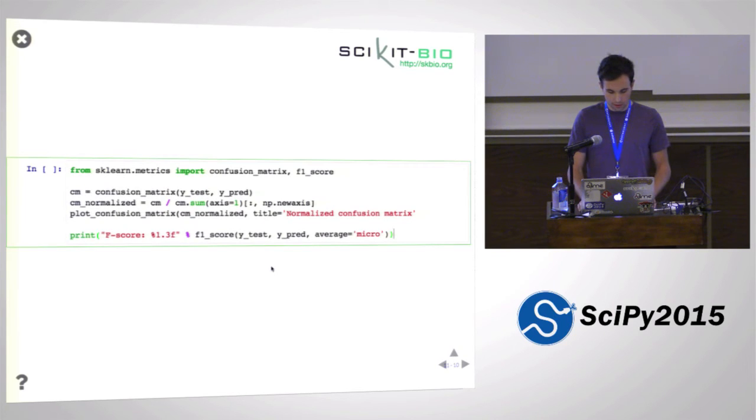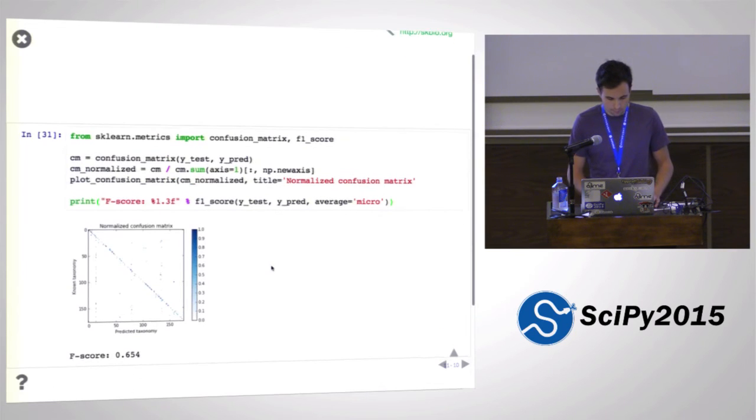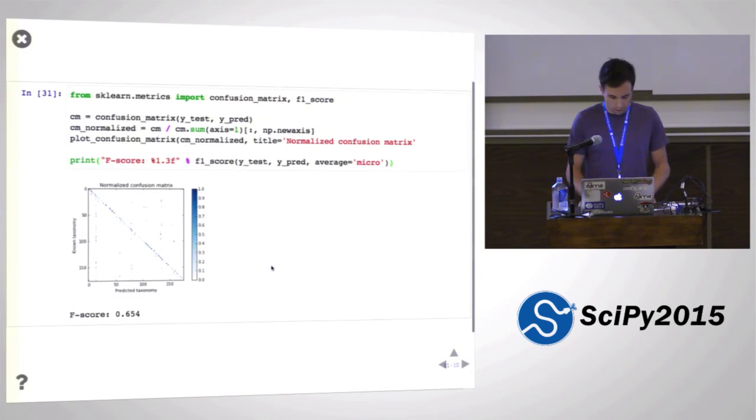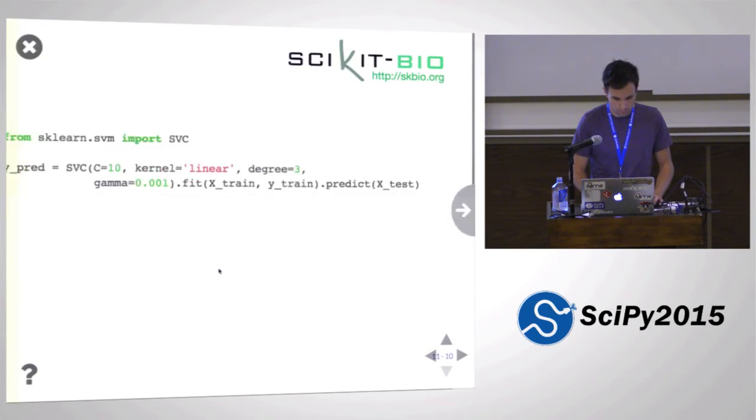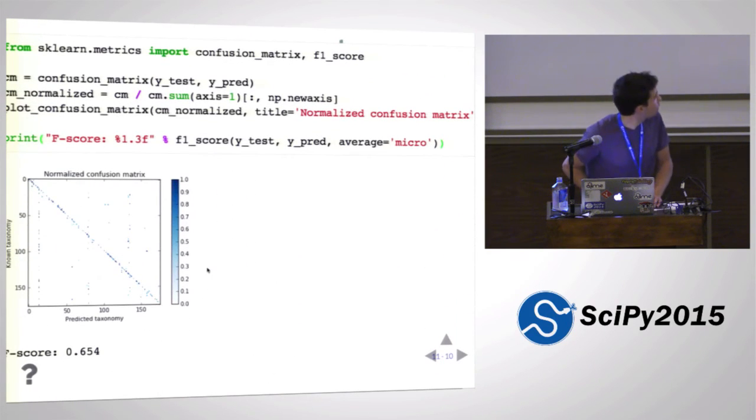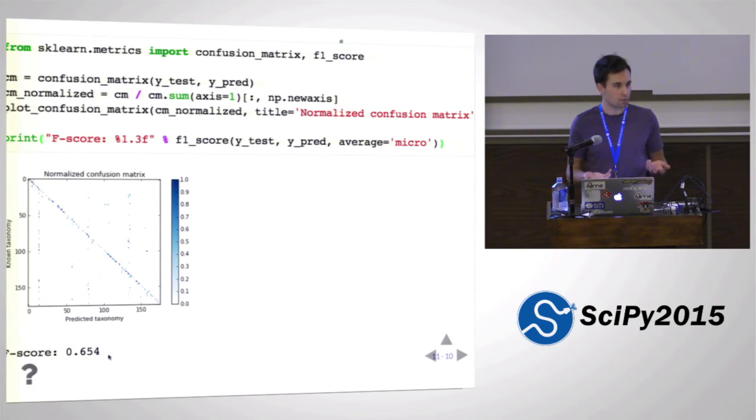We can visualize these results as a confusion matrix and an F-score. Let me zoom in. It's maybe a little hard to read. On the x-axis here, we have predicted taxonomy, and on the y-axis, we have known taxonomy. What we're looking for here is ideally a solid diagonal, and we're hoping for an F-score that's close to 1.